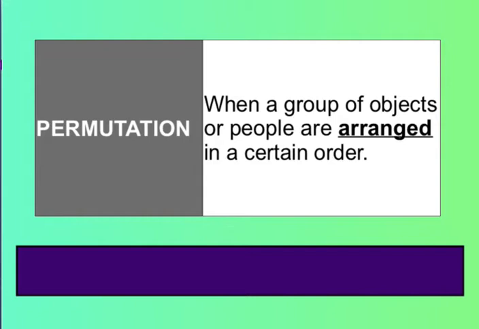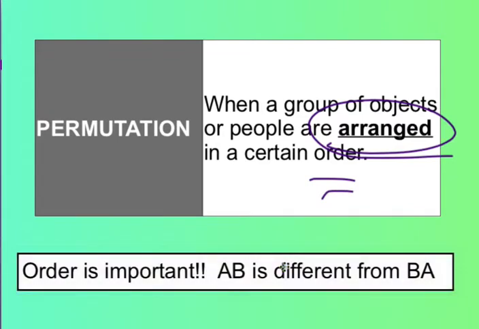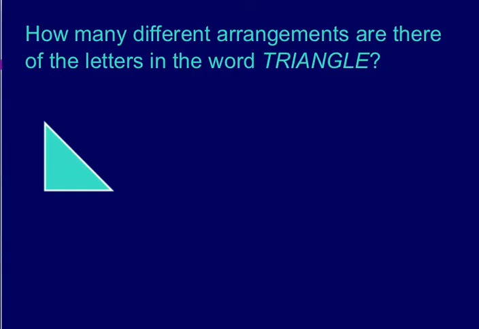A permutation is when a group of objects or people are arranged in a certain order. This word arranged is really important because with permutations, the order matters. Like I just said, order is important. Alicia and Bob is different than Bob and Alicia. Remember throughout this entire note sheet that for these problems, the order does matter.